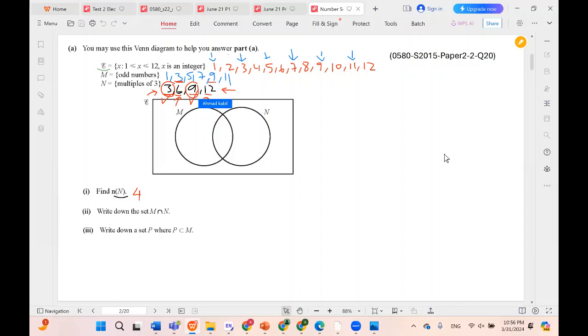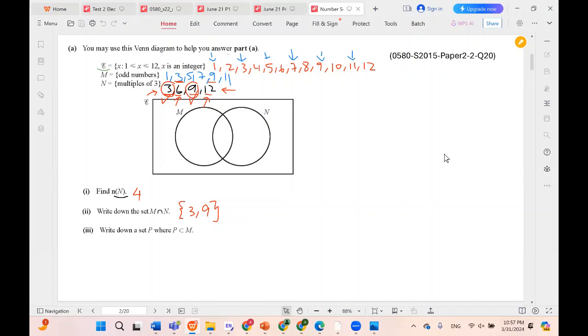I don't need to check the other elements in set M, because I've already passed through all the elements in N to check which elements are common between both. And the answer here would simply be curly brackets 3, 9. This is the set M intersects N.